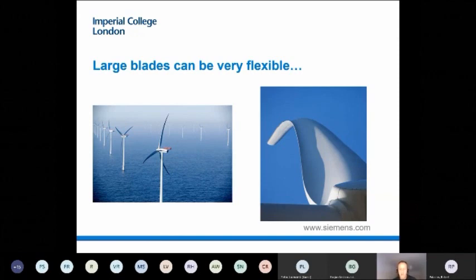The reason they are flexible is because you can make a 100 meters longer structure which moves. You stick it on top of a wind turbine, you rotate, and you need to make it economical. So you need to deal with flexibility. It's impossible not to deal with.